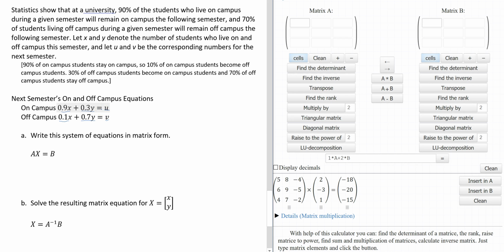Okay, so that helps me write my matrices. Matrix A is going to be the matrix that's a 2 by 2 with the coefficients for X and Y. And then matrix X, which is our variables. And that will equal matrix B, which are the U and the V, since I don't have values for that.